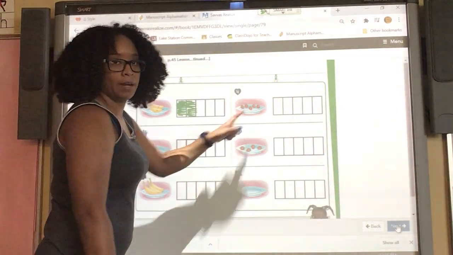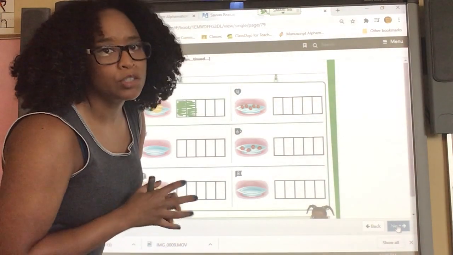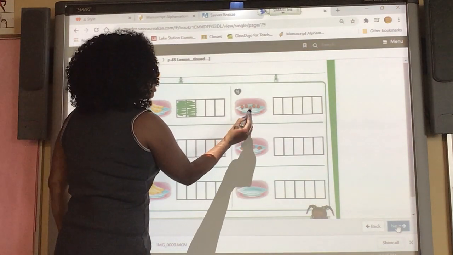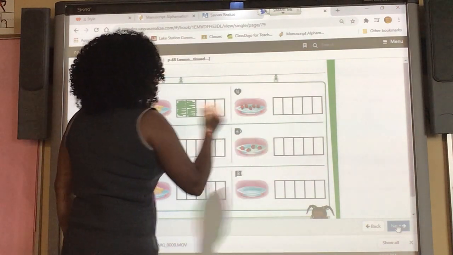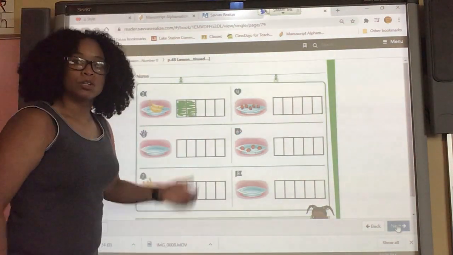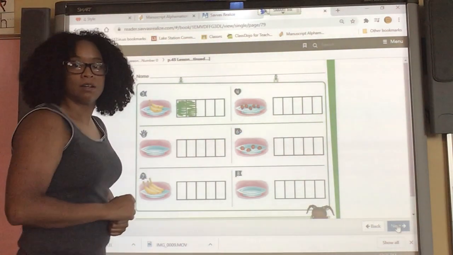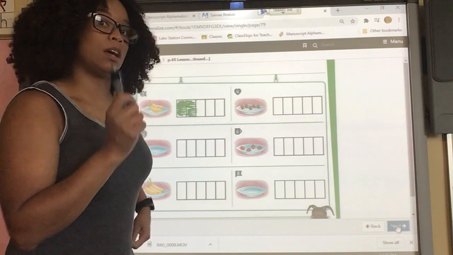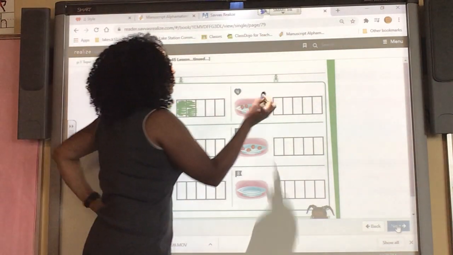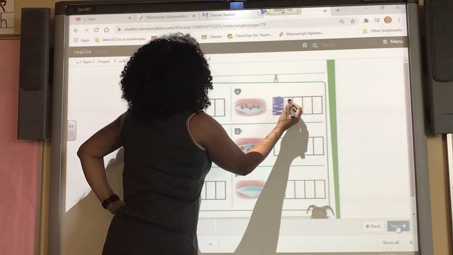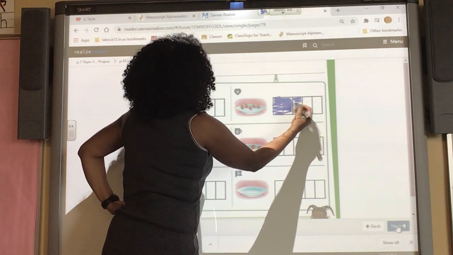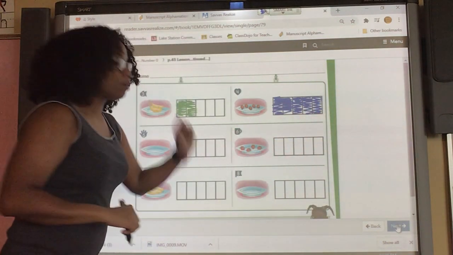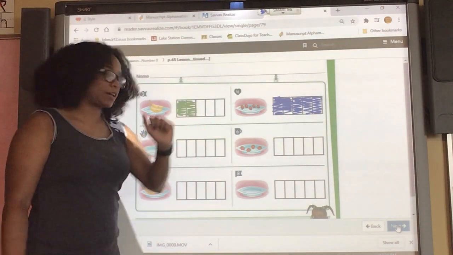Okay, let's go over to the strawberries. Can you help me count those strawberries? Yeah, here we go. 1, 2, 3, 4, 5. So there are 5 strawberries. So how many rectangles should I color in? 5. I need to color 5 rectangles. Are you ready to help me count those rectangles so I can make sure to color the right amount? Good, here we go. 1, 2, 3, 4, 5. So 5 strawberries, and I colored in 5 rectangles.